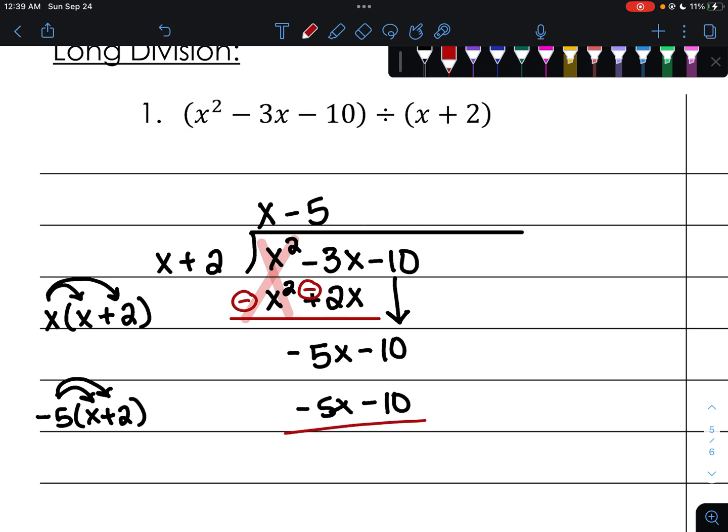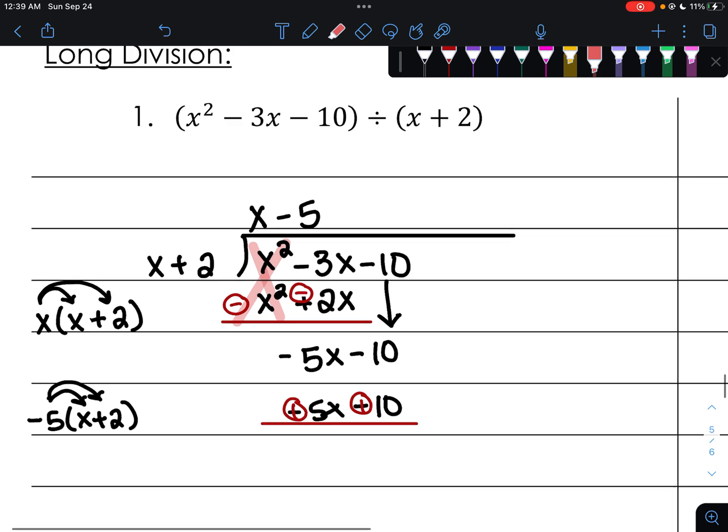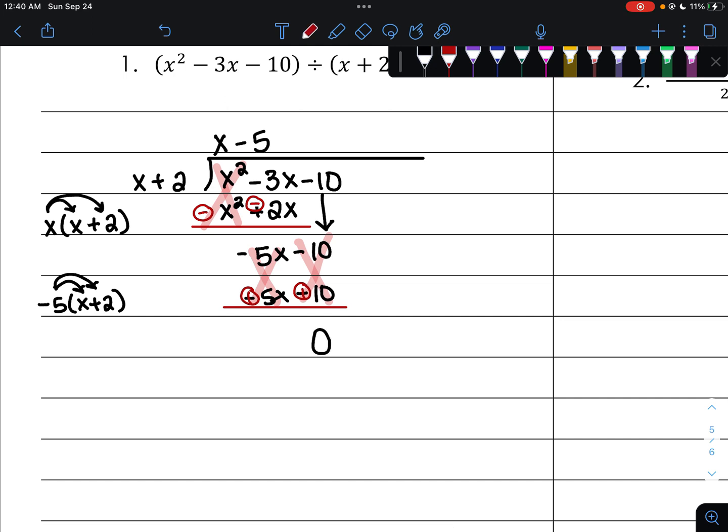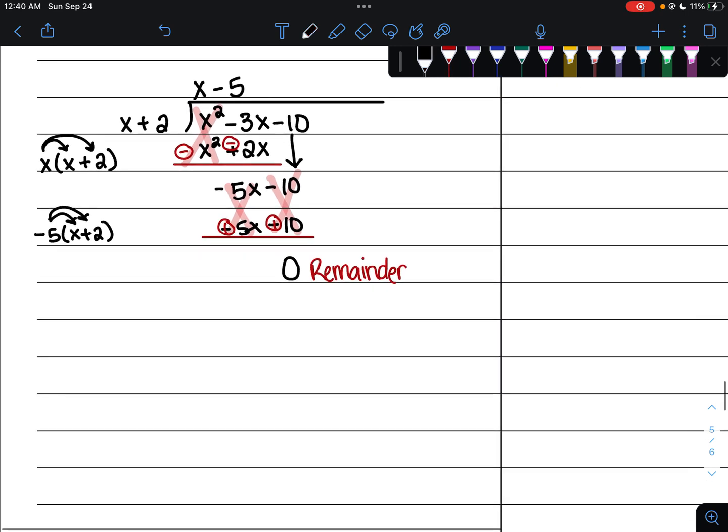From here, draw your line. Change all your signs. So we get negative 5x plus 5x, that cancels out. We get negative 10 plus 10, that also cancels out. So it leaves us with 0, and this is going to be our remainder. We like when our remainder is 0 because that tells me that what I got up here is my final answer. So I'm going to write it down at the bottom, but my answer to this when I divide is just x minus 5.